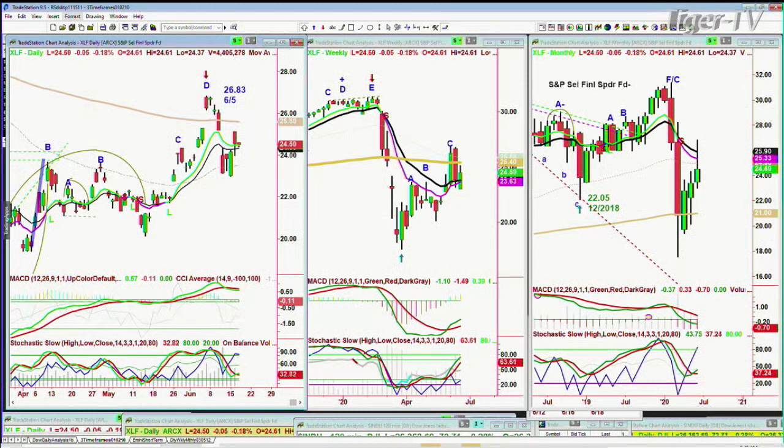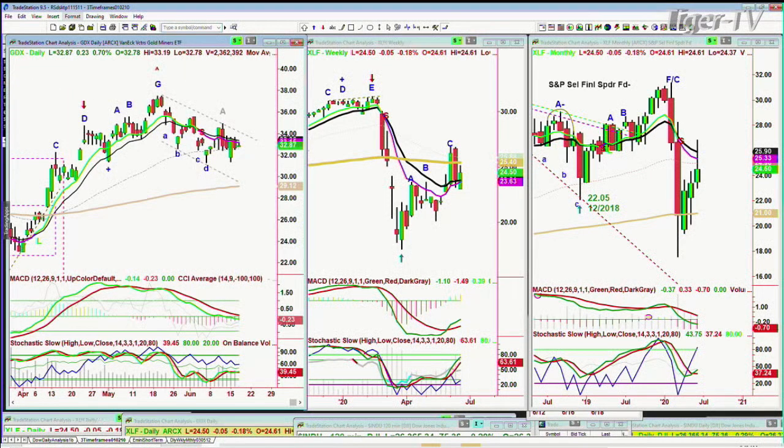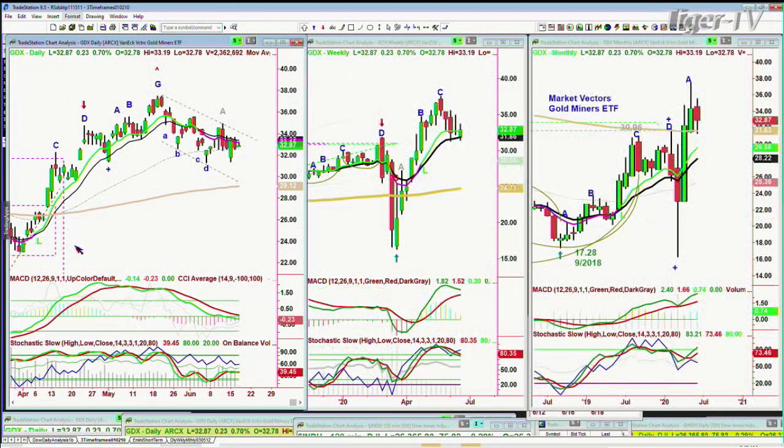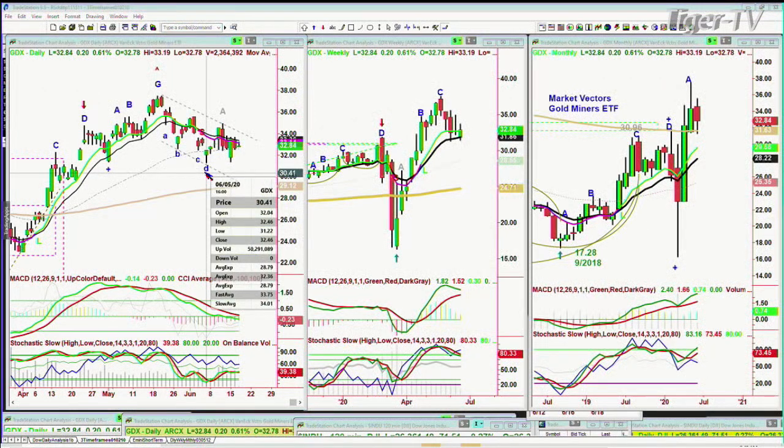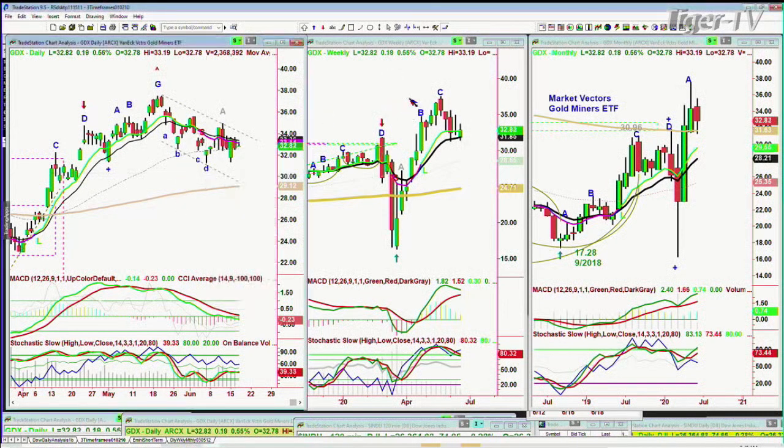But I'd also say that in terms of the GDX, there's a declining channel right here. If it takes out the low that was made on the 5th at 31.20, if the GDX trades under 31, there's a good chance that the 200-period moving average at 29 will be tested. But I think gold is still in play, looking out. I think this is a well-deserved rest.